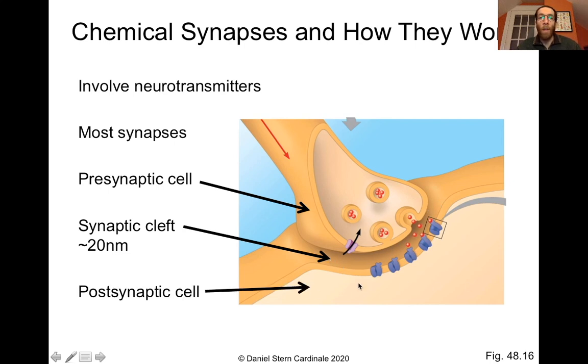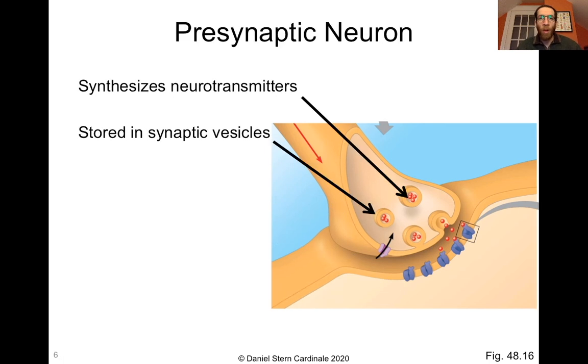And then third, we have the postsynaptic cell. That's the cell that's going to receive the signal and potentially transmit it onwards in the form of a new action potential. We're now going to go through this process step by step, breaking it up into different parts. So we'll look at the presynaptic neuron first, and then we'll go through the rest of the steps.